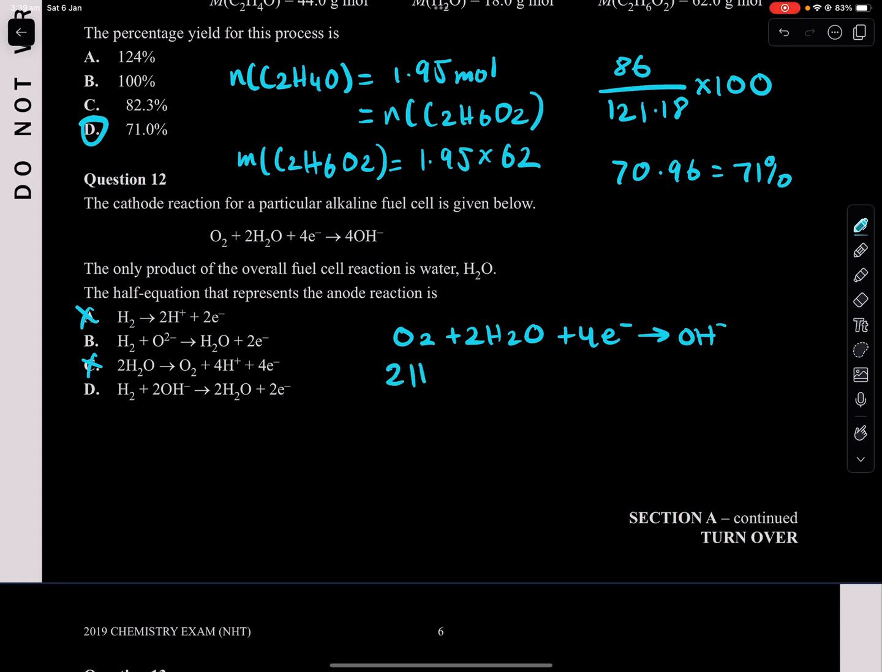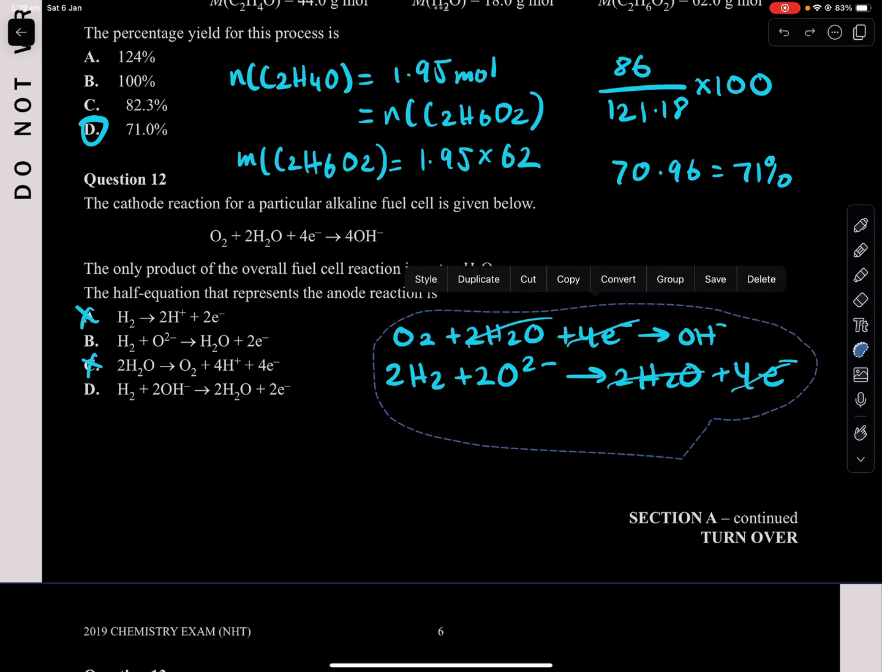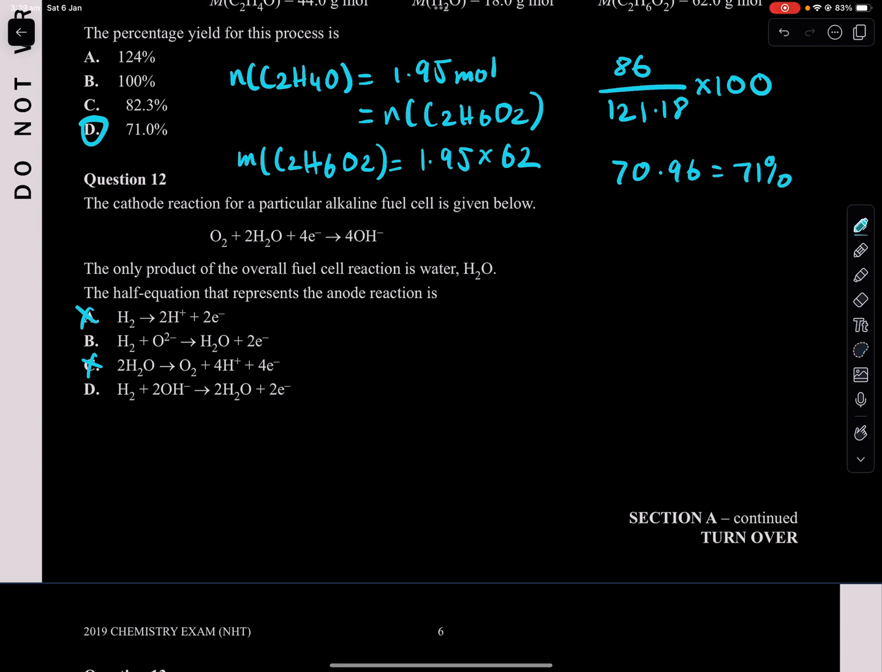So if I multiply everything by 2, so 2H2, for example, plus 2O2 minus goes to 2H2 plus 4e minus. What do we see? Well, the electrons can cancel out nicely. The water cancels out. Wait. If the water is cancelling out, that's not good. The products are going to be like OH and stuff. That's rubbish. No. So it cannot be that one. It can only be D as your answer.